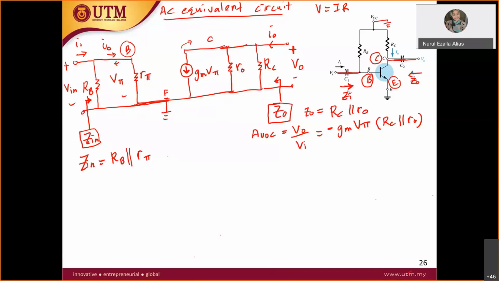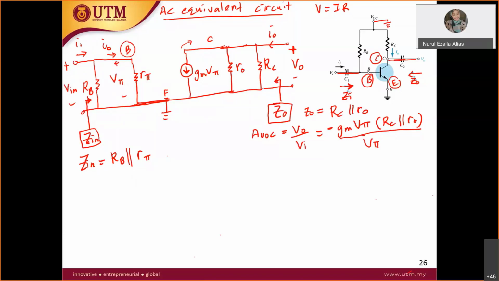Now let's take a look at V in. So V in equals what? As you can see at the input part of your circuit, that's why I said I have to put all the notation V in and V pi. V in here is equal to V pi. From this node, the base, to the ground is V in. Since this is in parallel, V in is equal to V pi. So you write down your V pi here.